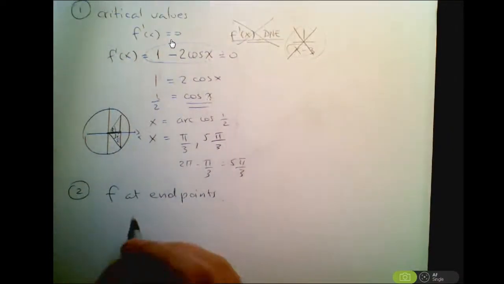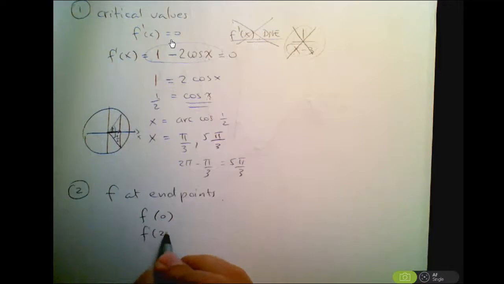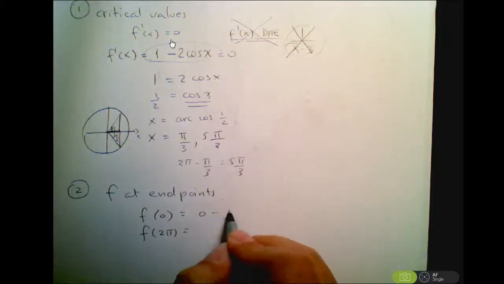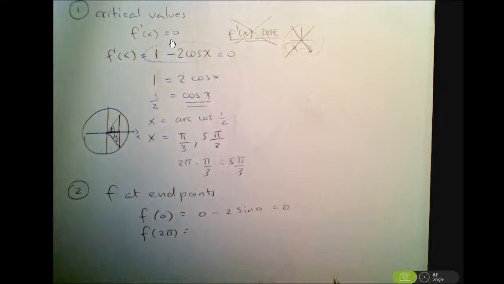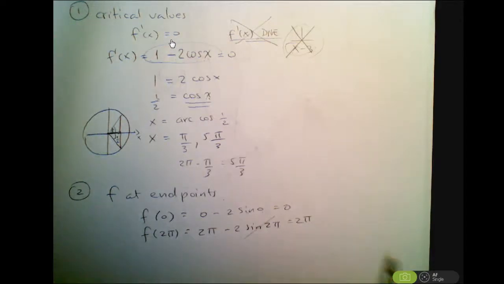So now the other thing that I have to do is find f at endpoints. Now with f at endpoints, I'm going to do f of 0 and I'm going to do f of 2 pi. Notice that I do f and not f prime, please. F of 0, that will be 0 minus 2 sine of 0, and sine of 0 is 0, so this is 0. And f of 2 pi would be 2 pi minus 2 sine of 2 pi. Sine of 2 pi is 0, so this is 2 pi.